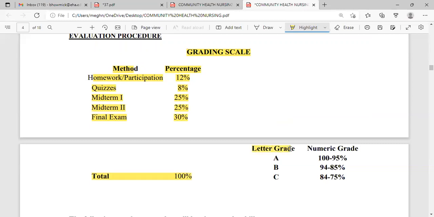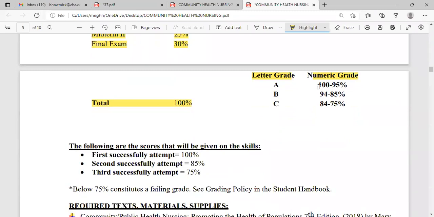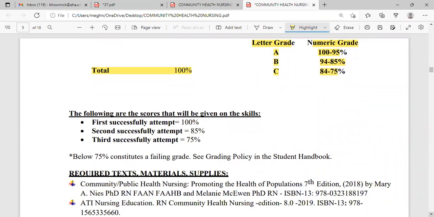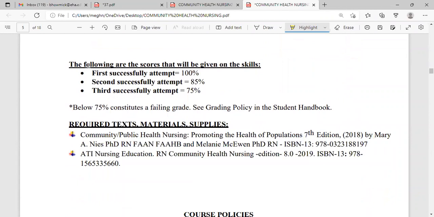And what are the grades and the scale? So if you get 100 to 95, you are supposed to get an A, 94 to 85 a B, and 84 to 75 a grade C. Less than 75 is unacceptable, a fail, right? The following is the score that will be given to the scale.